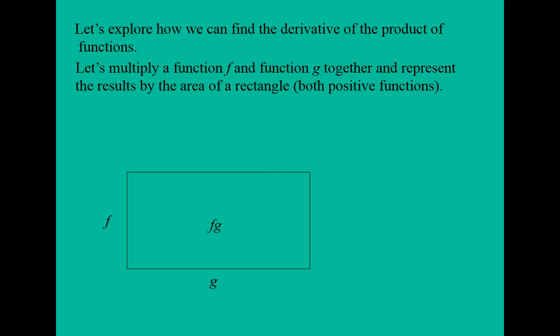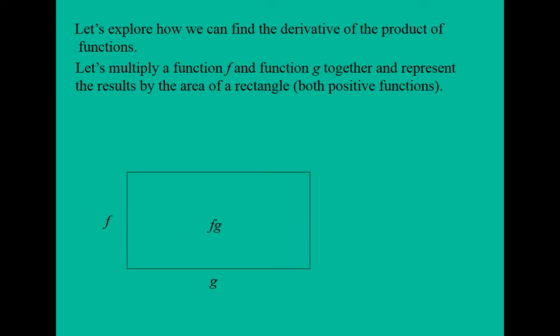We're going to look at trying to prove what the derivative of f of x times g of x equals. Now if we looked at this rectangle, we could say the length of this rectangle equals our g and the height of the rectangle equals f, so the area of this rectangle would represent our f times g.